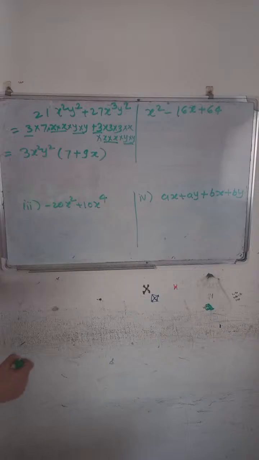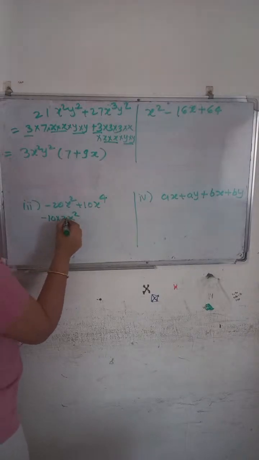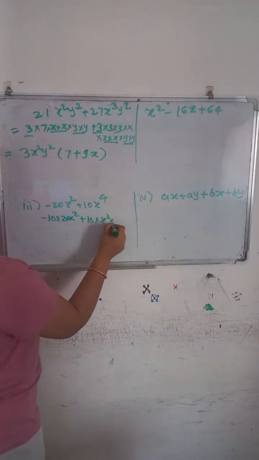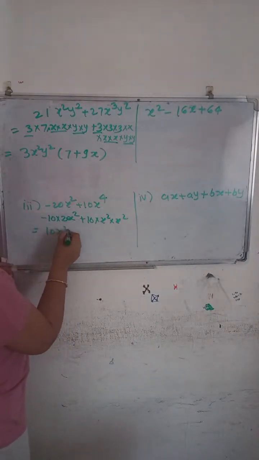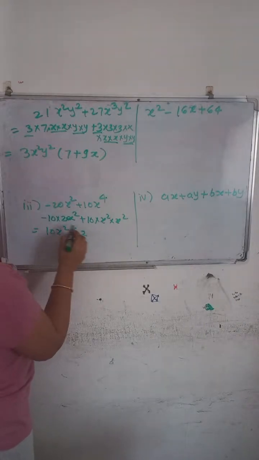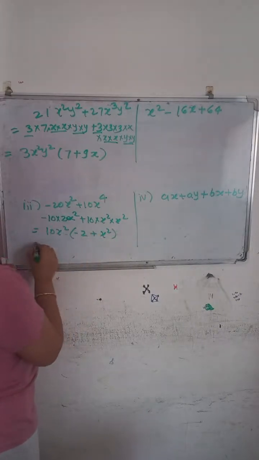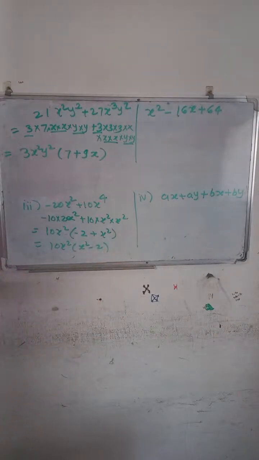So now I will go for this third one. You can write it as minus 10 into 2 into x square, plus 10 into x square. So I will take 10 common and x square common. So here minus 2 plus 1 will remain, inside the bracket. Or you can write 10x square (minus 2). This is the answer you are getting. Okay, understood?